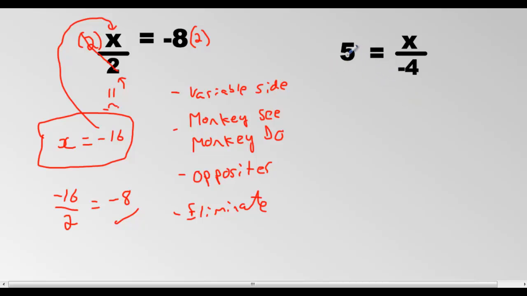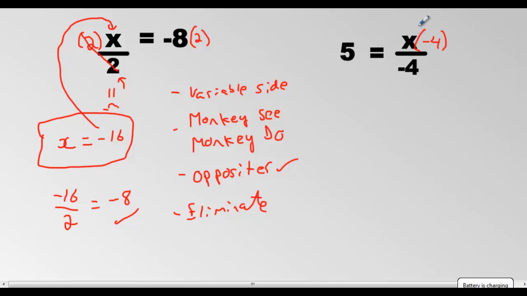Moving on to this one, we start again on the variable side. It has shifted to the right side. And the variable's being divided by negative 4. How do you destroy a divide by negative 4? You do the opposite. You multiply it by negative 4. So we will put multiply by negative 4 in brackets.